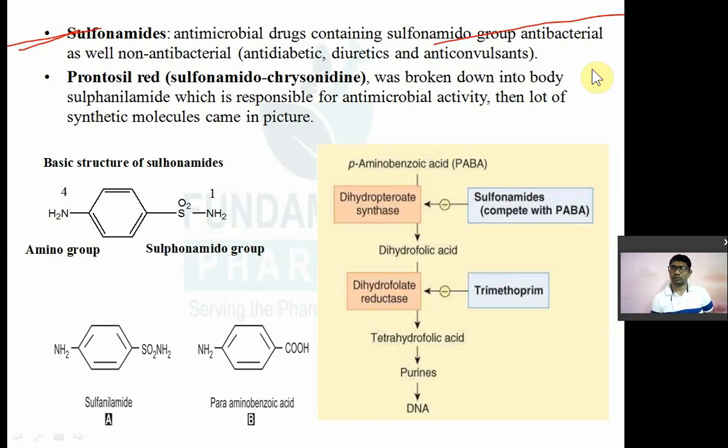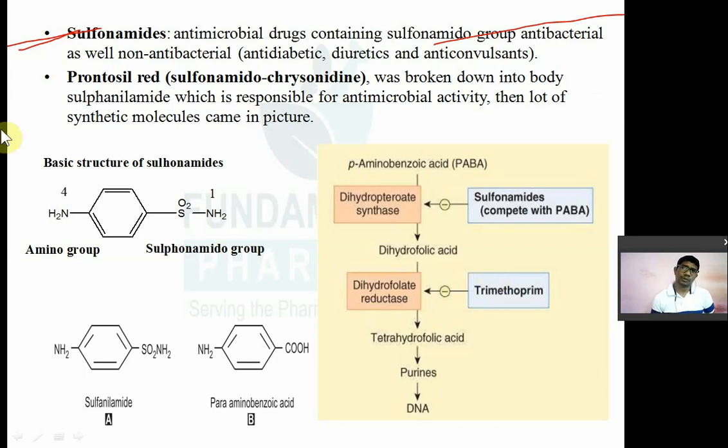Now the first category is nothing but the sulfonamides. They were developed in 1930. They consist of two groups, the sulfamido group and the amino group. They are bactericidal, but they have other effects also, because the sulfonamide structure is also present in a different category of drugs, for example, sulfonamide antibiotics.